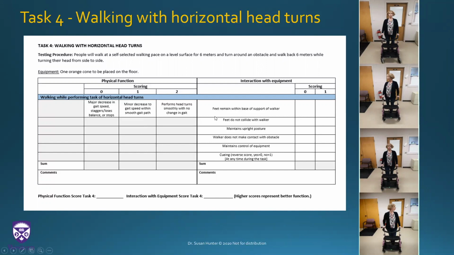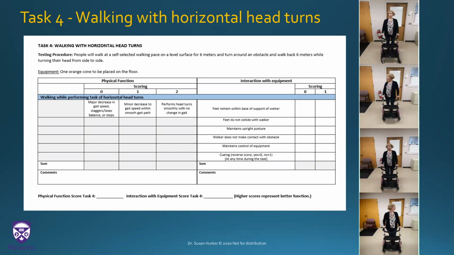Interaction with equipment, similar items to check for. Feet remain within the base of support for the walker. Feet do not collide with the walker. Person maintains upright posture. Walker does not make contact with any obstacles or anything in their environment. And again, maintains control of the equipment while they're executing the task.